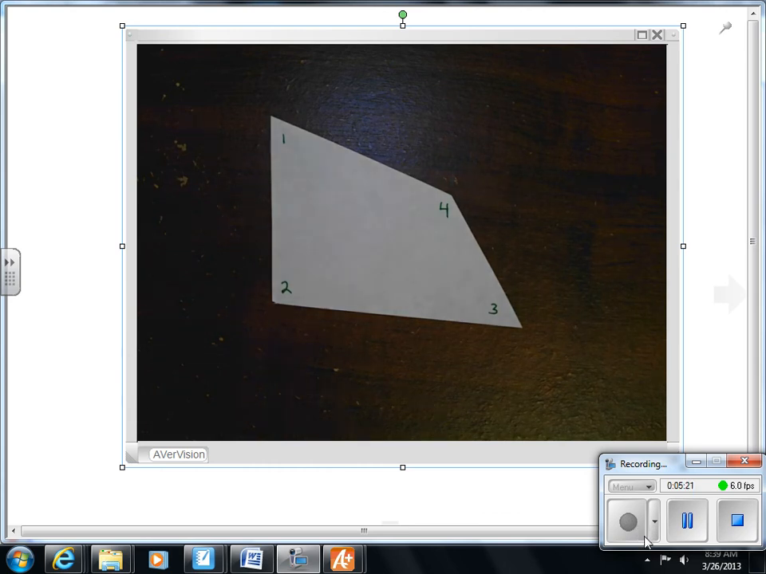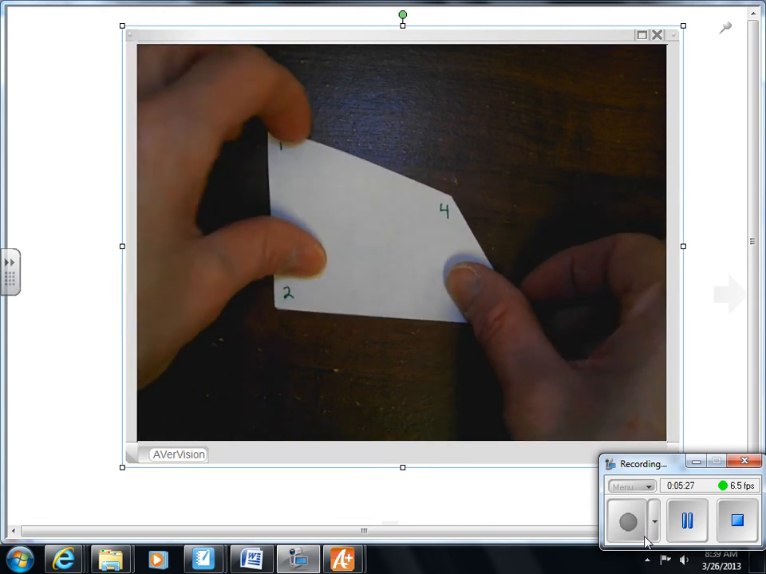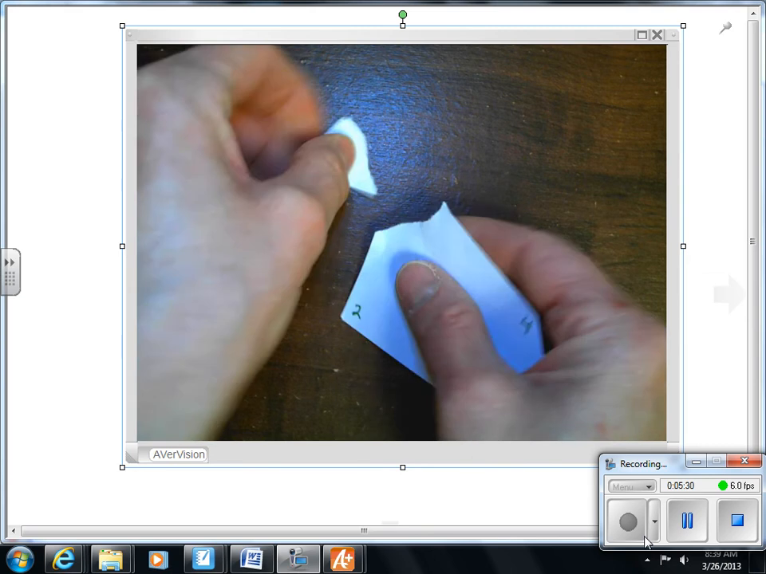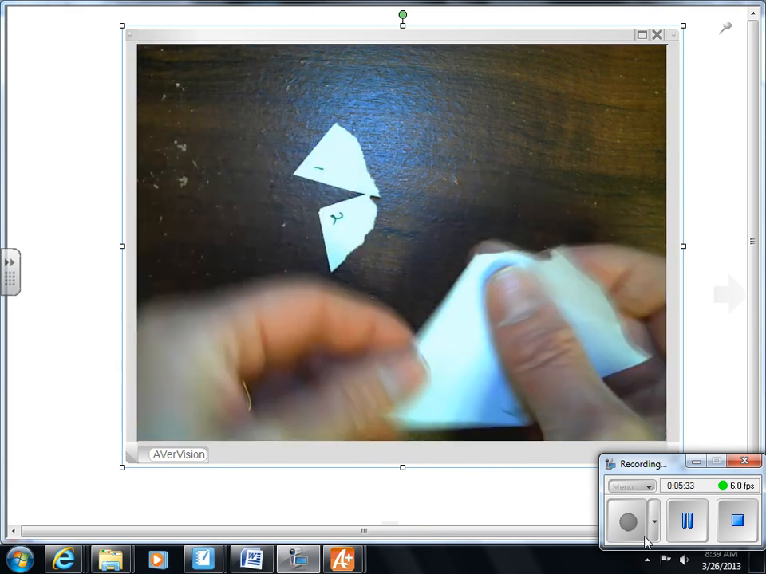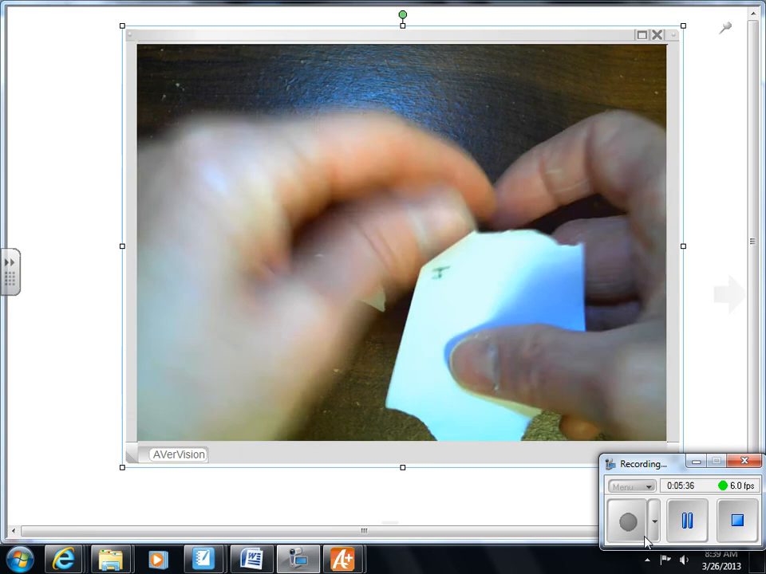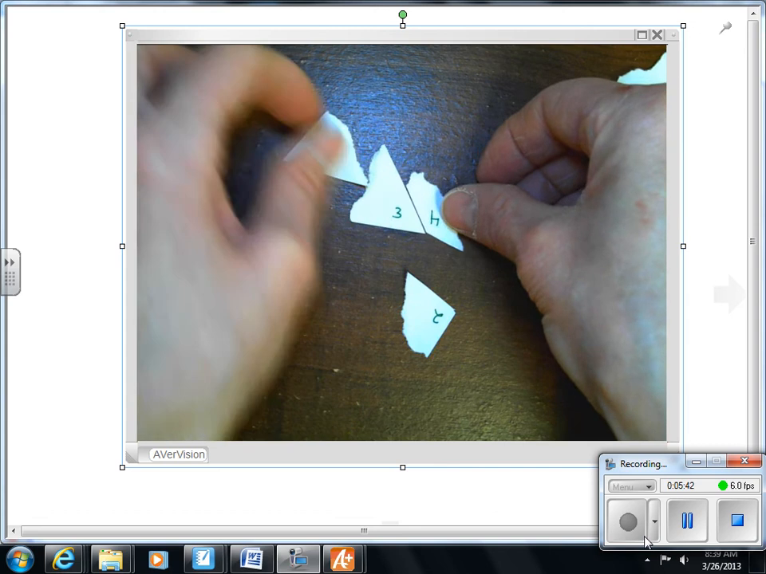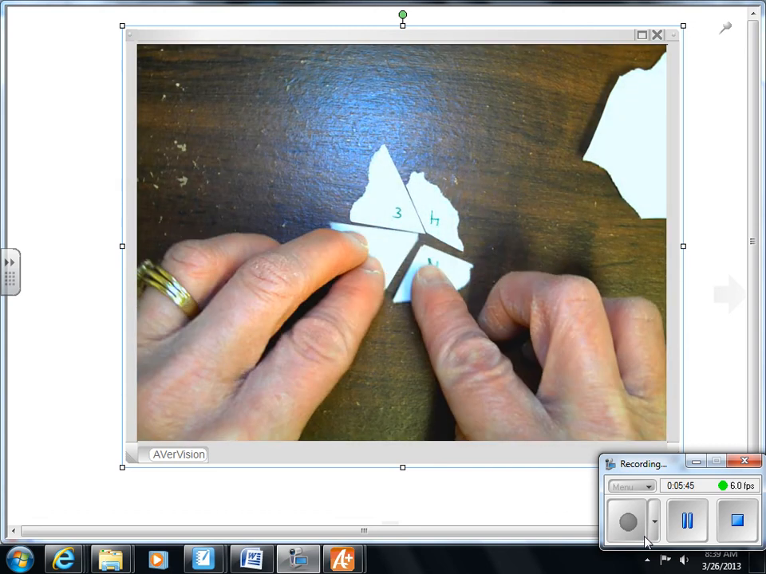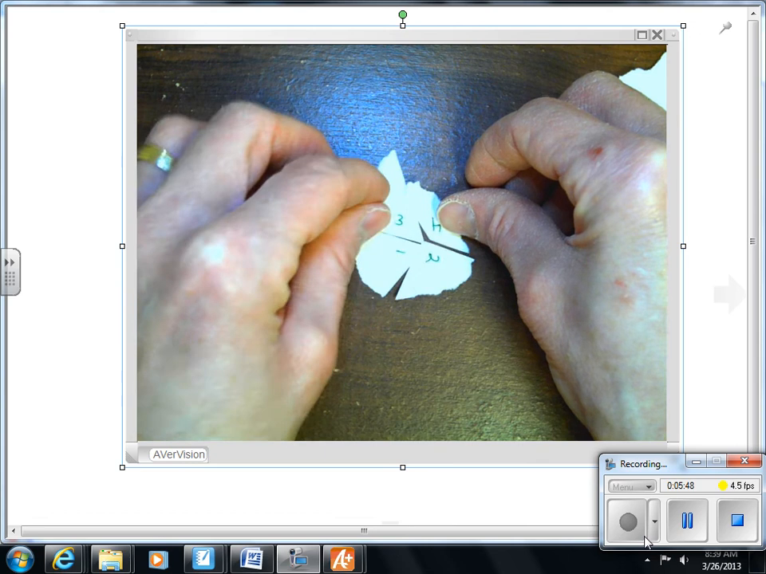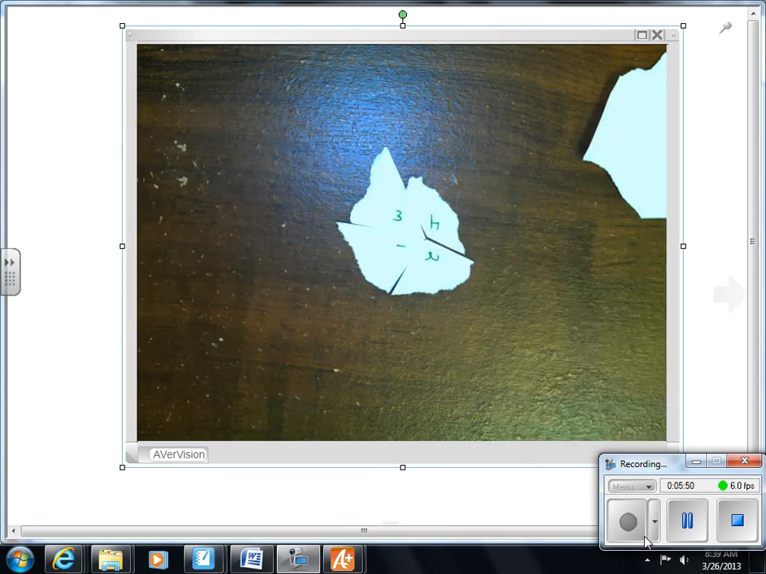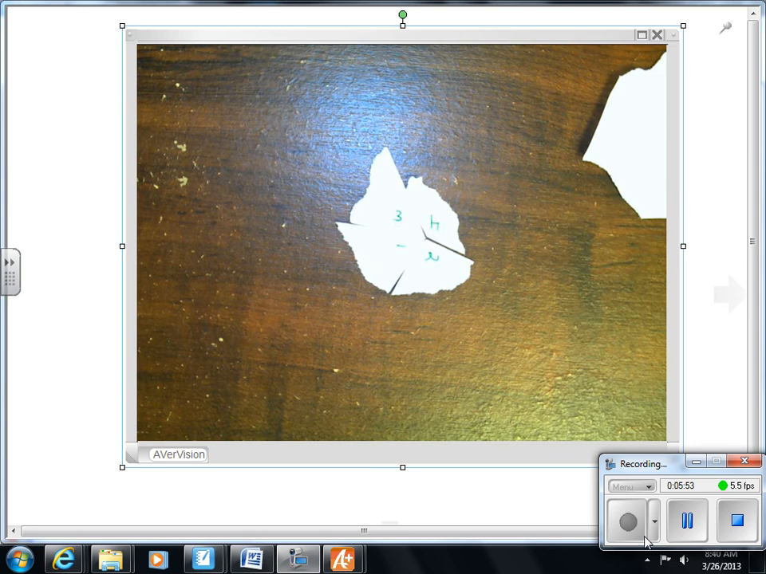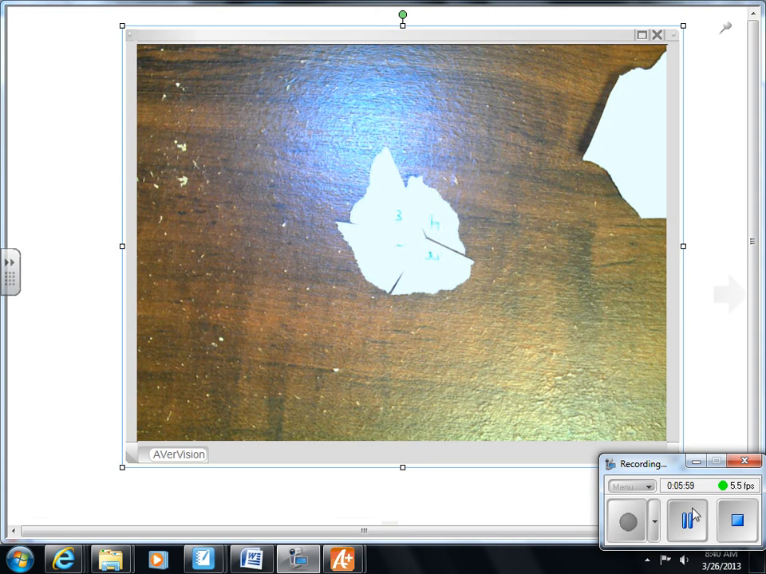All right, so let's see how the sum of the interior angles of a quadrilateral equals 360 degrees. So what I'm going to do, like I did with the triangles, is tear off each vertex. Okay, and then I'm going to put them together. And what do you notice they make? A circle. A circle, it is how many degrees? 360 degrees. So no matter what the quadrilateral, the interior angles add up to be 360 degrees.